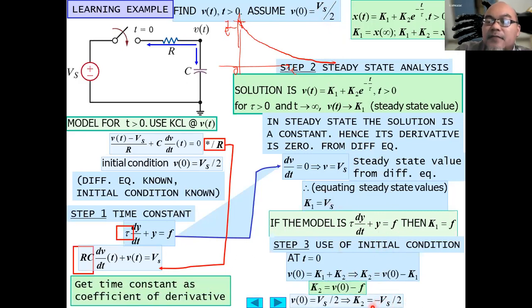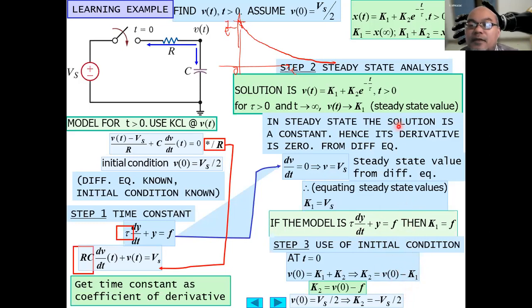From here, we obtain K2. V0 is Vs over 2, then K2 is V0, this Vs over 2, minus F, and F is Vs, right? So K2 equals negative Vs over 2. Okay, any questions so far?